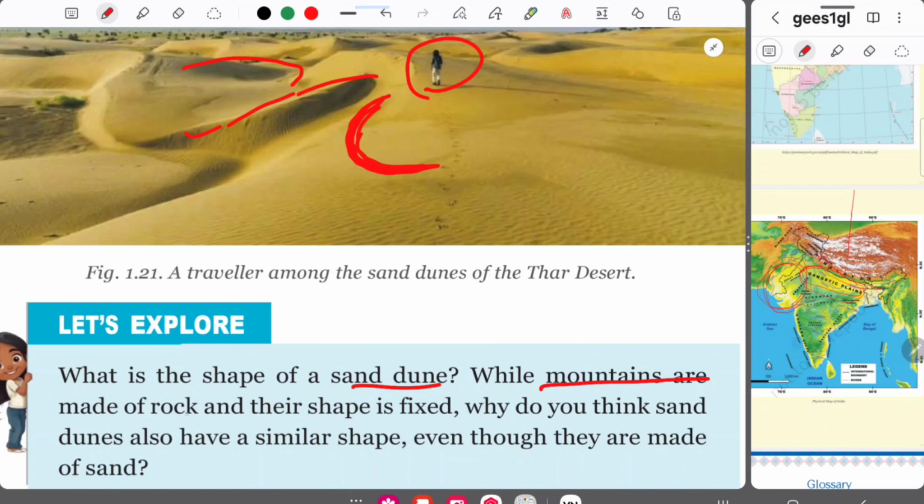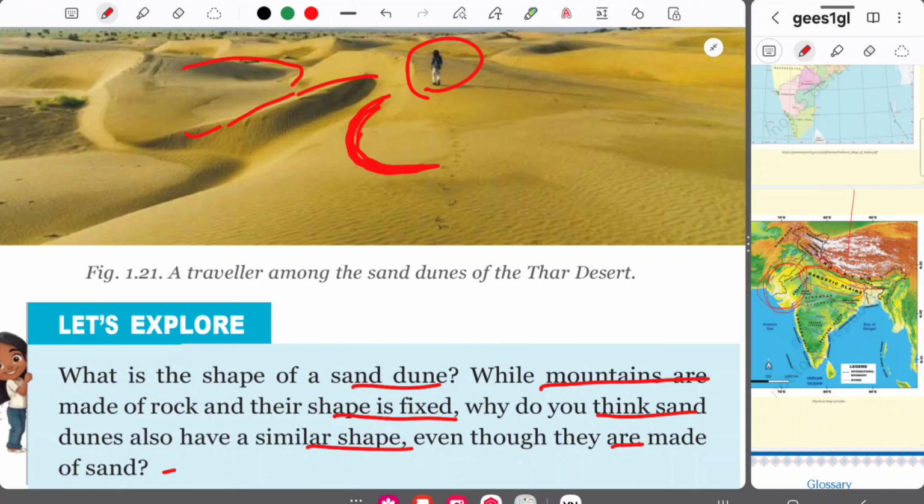So while mountains are made up of rocks and the shape is fixed, why do you think sand dunes also have a similar shape even though they are made of sand? Like mountains, they are made of rocks and their shape is fixed, isn't it? But this sand can easily blow away in the wind, isn't it? So why do they have a similar shape even though they are made of sand? What can be the answer?